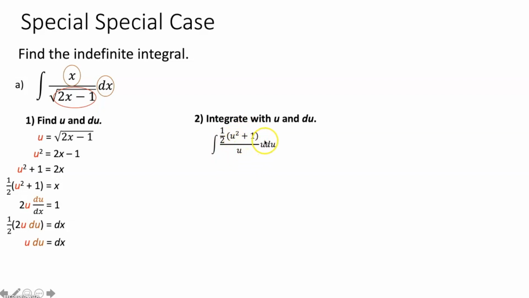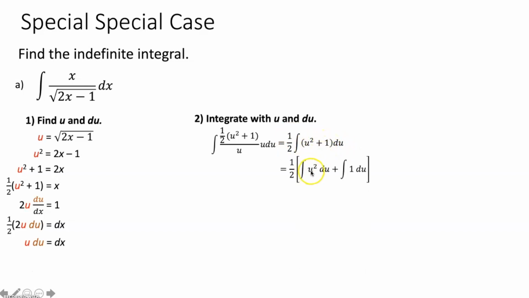There's a lot going on. So what can I simplify? Well, this u here cancels out with this u in the denominator, which is nice. This 1/2 is just a constant. I can move it out front of the integral, and now all I have is 1/2 the integral of u squared plus 1 du, which is pretty easy to integrate because all I have to do is integrate each term in here separately.